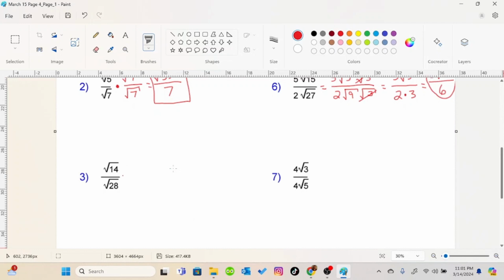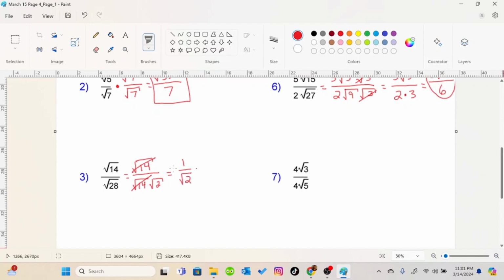Number 3. We can rewrite this as square root of 14 over square root of 14 times the square root of 2. The square root of 14 on top and the square root of 14 on the bottom cancel each other out. And this just becomes 1 over the square root of 2.